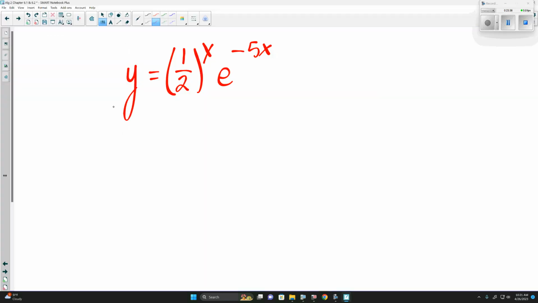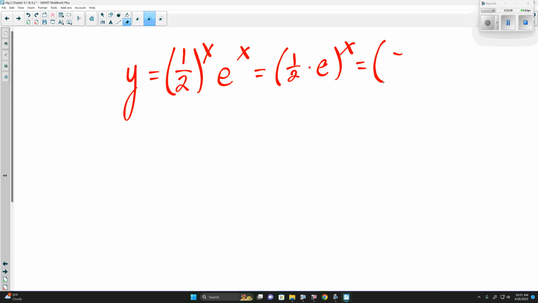Now, instead of negative x, I just did this here. Now, they are both to the x, yes? Well, since they're both to the x, we can treat it the same as 1/2 times e to the x. Because if I have two things to the same exponent, we can write it as one base for that exponent, which is the same as e over 2 to the x. Well, e is 2.71 going on. So this base is still greater than 1, so it is growth.